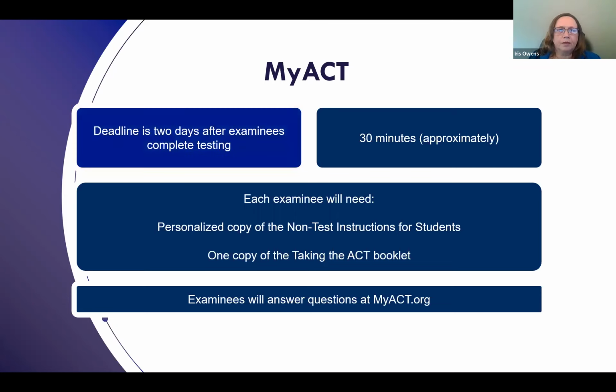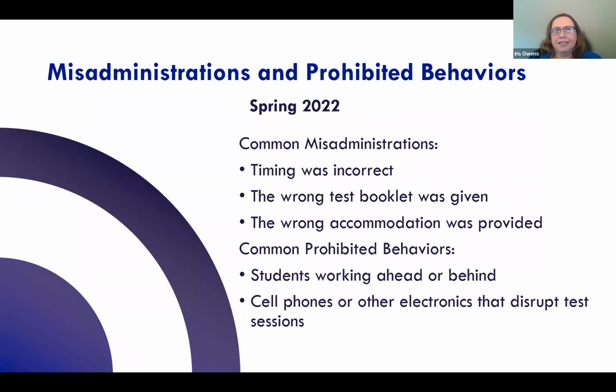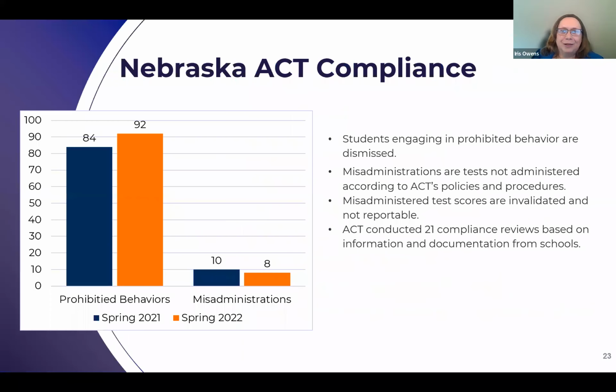I'll go through this. Move it on. Okay. Here's our favorite question. What are the misadministration and prohibitive behaviors in spring 2022? Here are the most common. The timing was incorrect. The wrong test booklet was given. The wrong accommodation was provided. Those were the misadministrations. And then the prohibitive behaviors: working ahead or behind, and cell phones or electronics that disrupt the test session.